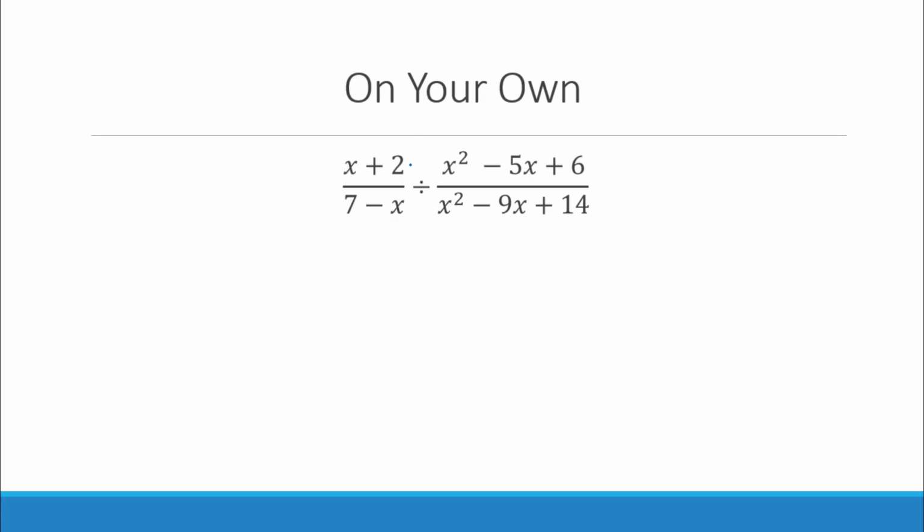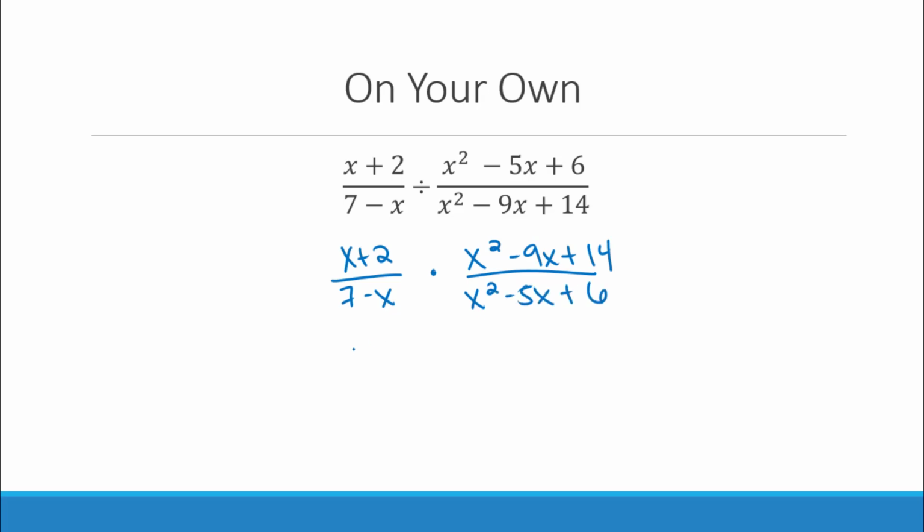I want you to try a division problem on your own, and when you're ready, hit play to check your answer. So I'm going to keep that first fraction the same. I'm going to flip this one, rewrite it as x squared minus 9x plus 14 all over x squared minus 5x plus 6. Now I can't do anything with this first fraction.